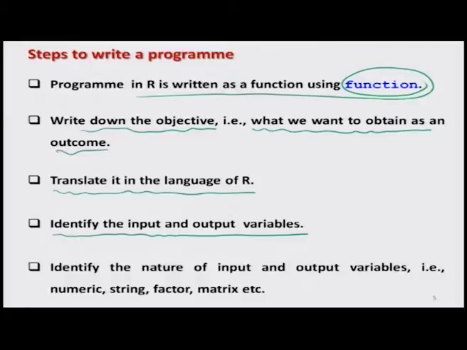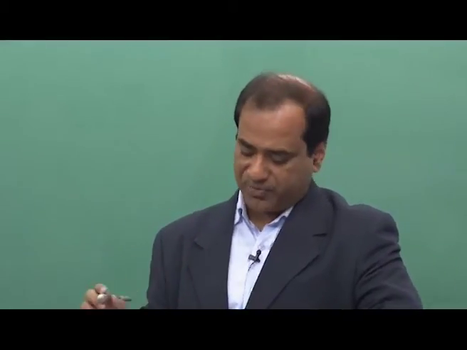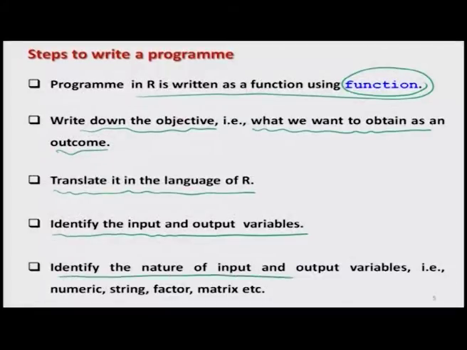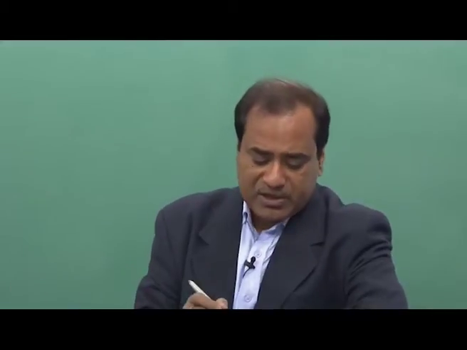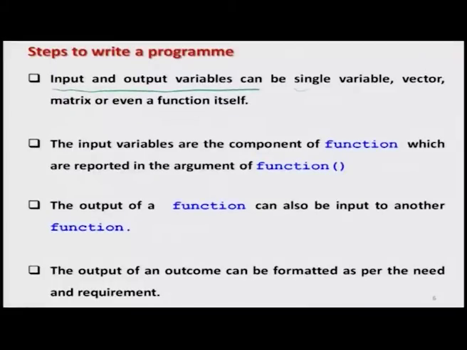Whenever we are trying to identify the input and output variables, we also have to identify the nature of those variables. For example, those variables can be numeric, string, factor, matrix or anything else, or even a combination of these. For example, some input variables can be a matrix, some a string, some a character and so on. That depends on the objective and what we want. Moreover, these input and output variables can be a single variable, vector valued, matrix valued, or even a function.